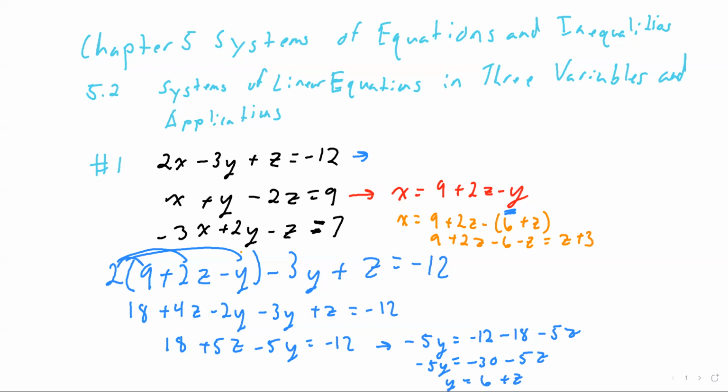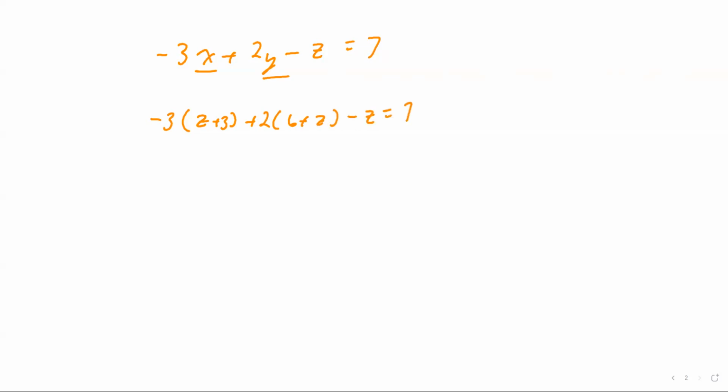So we're good. Okay. So I'm going to take that last equation, which was negative 3x plus 2y minus z equals 7. Now I'm going to replace x and y with the two equations that we just came up with. So that was negative 3 times z plus 3, plus 2 times, what was y? 6 plus z, minus z equals 7. So now look, I have an equation with only one letter. We know how to solve this.